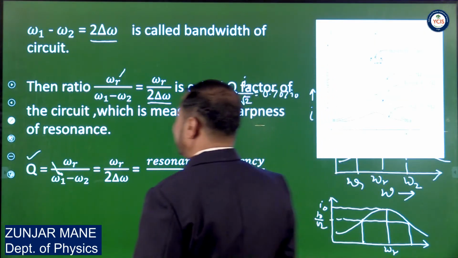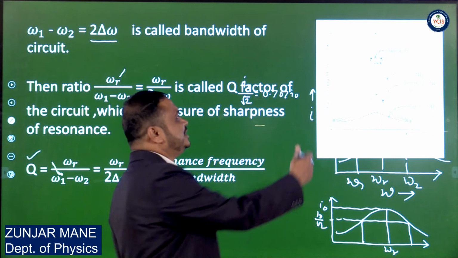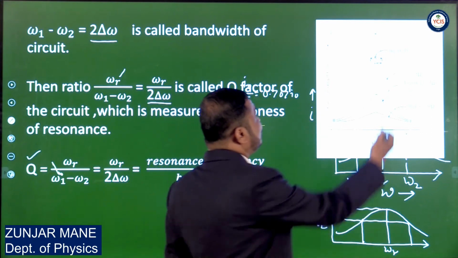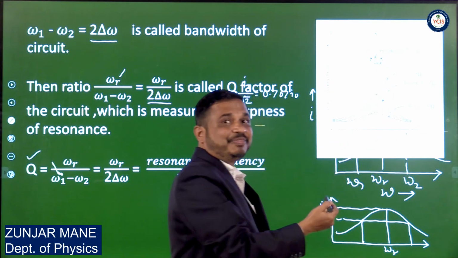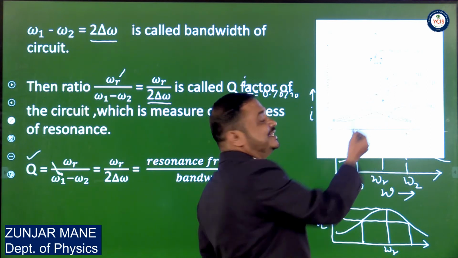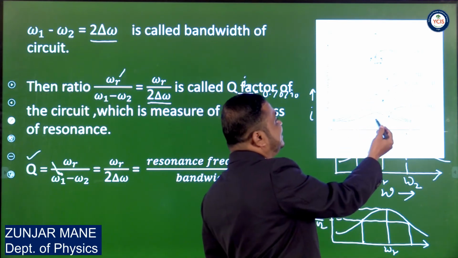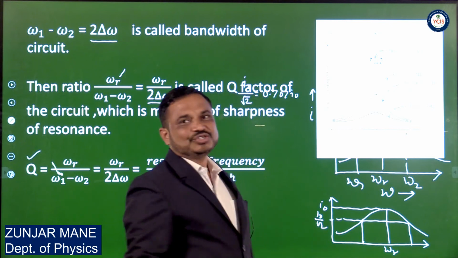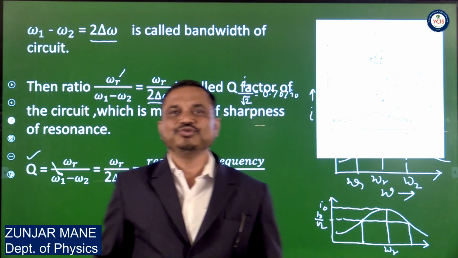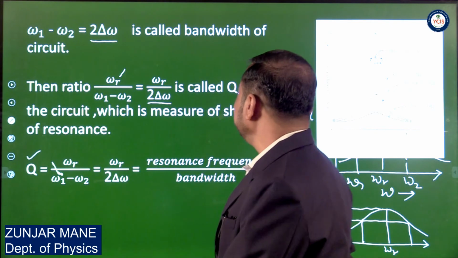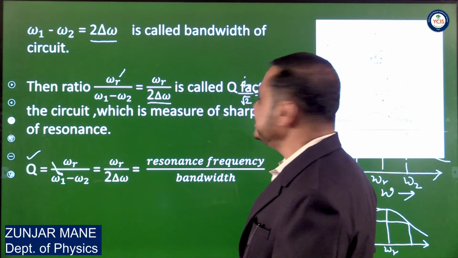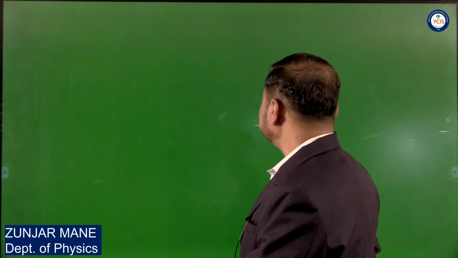So this is the graph from your book. It shows 3 different graphs. For the first graph the sharpness is maximum, for the second graph it is moderate, and for the third graph it is low. So this is about the Q factor. Q factor is the ratio of two frequencies, hence it is dimensionless.